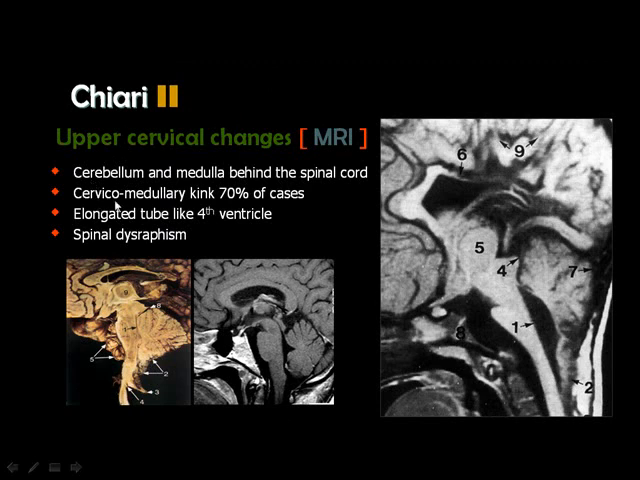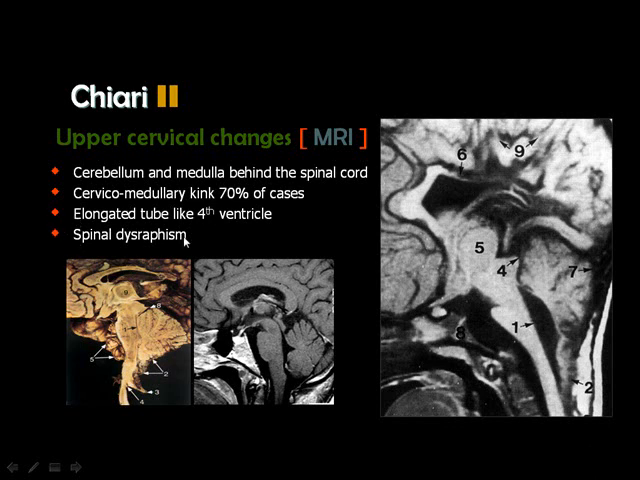This craniocervical kink, the cervicomedullary kink, is not usually seen on imaging, but it occurs actually in clinical practice, because part of the medulla has to descend behind the cervical spinal cord. This will result in a peak or a kink at this place, and it cannot usually be seen by imaging. Then the elongated tube-like fourth ventricle. This is the fourth ventricle. Instead of the normal configuration, it is elongated and tube-like.